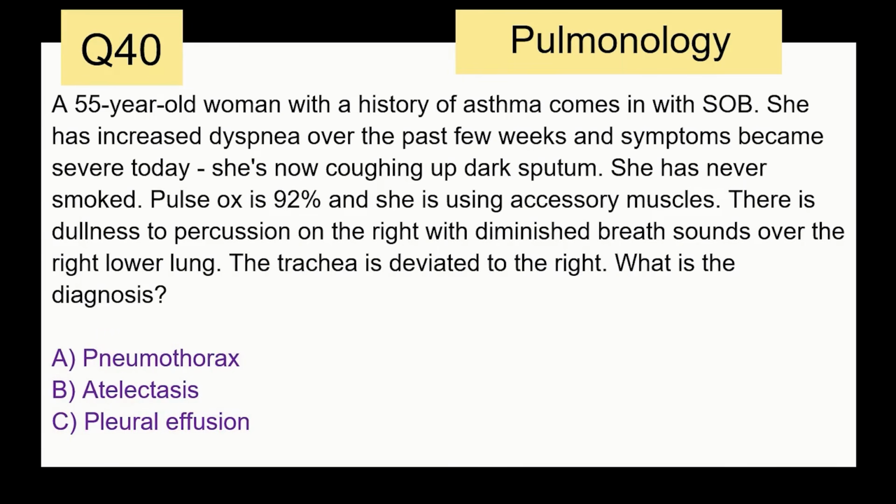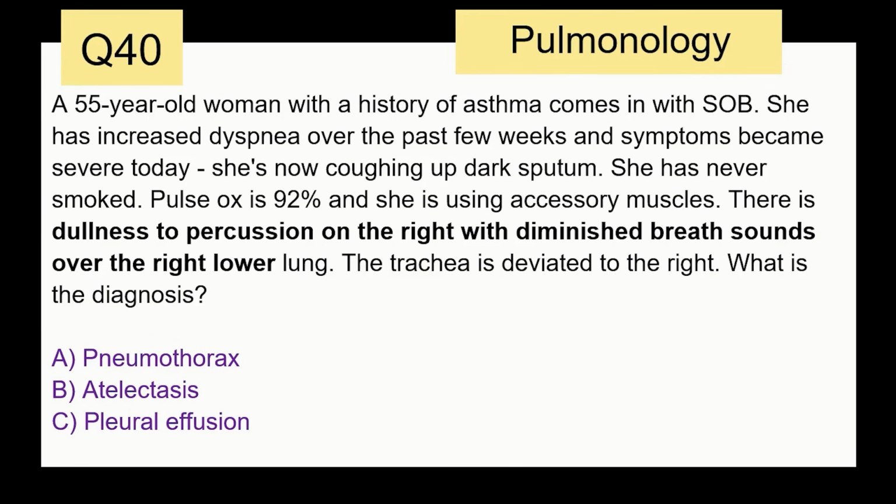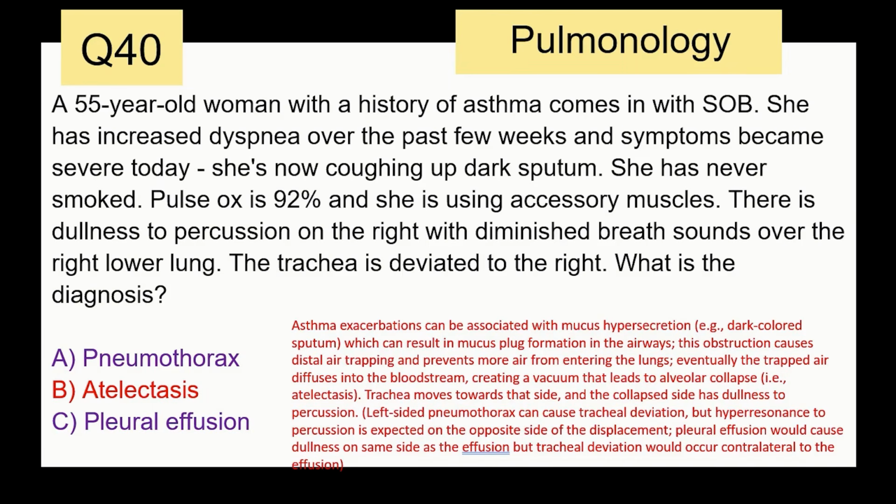Question 40. The only thing we need to focus on over here is that there's dullness to percussion on the right with diminished breath sounds over the right lower lung. So this is a case of atelectasis. Atelectasis will cause dullness to percussion on the right with diminished breath sounds over the right lower lung because the right lung is collapsed. As opposed to a pneumothorax, where we'll hear hyperresonance and it won't really affect the right lung. Well, it's an extreme case, but in this question we were dealing with an extreme case. This is most likely atelectasis. And you can take a look at the notes over here.